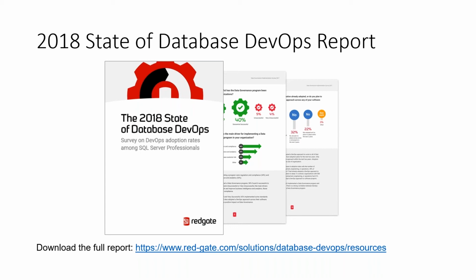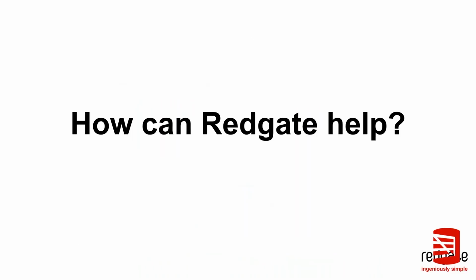So we actually have the 2018 State of the DevOps report available now. It's great. I recommend you take a look at it. It's a big focus for people at the moment. Every year, we run a survey of database professionals and produce this State of the Database DevOps report from the data recorded. Some of the key findings from this year's report are within 2 years, over 80% of companies will adopt DevOps. And the biggest driver for that is to increase the speed of delivery of database changes.